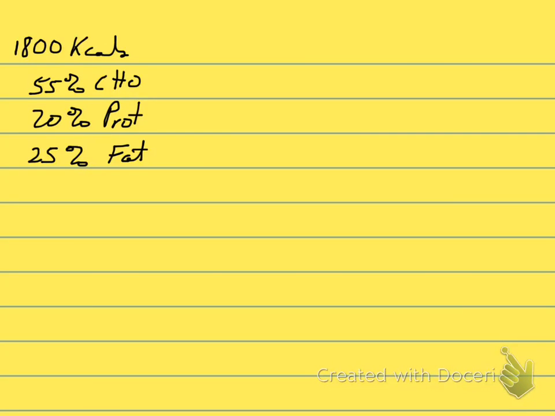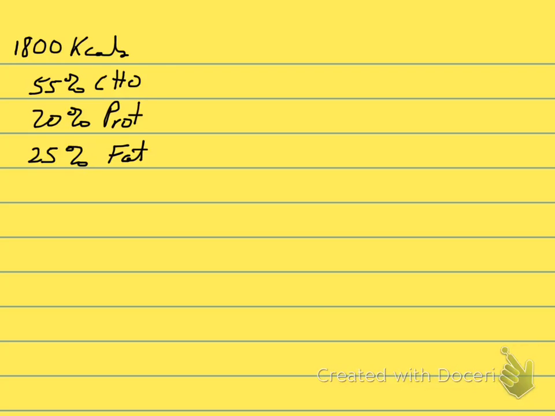Okay, so I wanted to take a little bit of time and show you guys again how to calculate diabetic exchanges. So we're going to have these target rates right here: 1,800 calories. 55% of the calories coming from carbohydrate, 20% of the calories coming from protein, and 25% of the calories coming from fat. So the first thing that we have to do is determine our macronutrient targets.